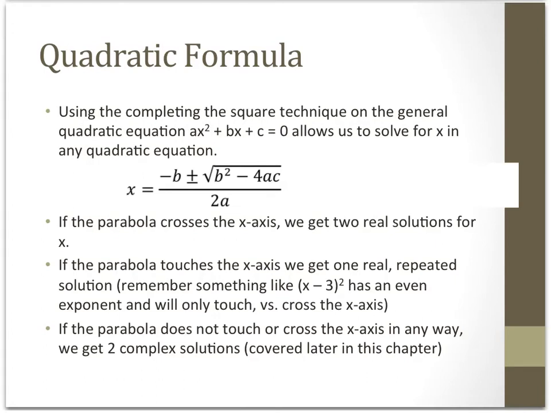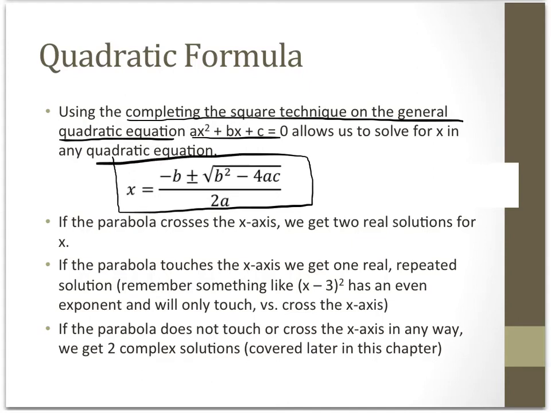Now we want to talk about the quadratic formula. If we use the technique completing the square on the general quadratic equation ax squared plus bx plus c equals 0, we get any solution for a quadratic equation. And that's x equals negative b plus or minus the square root of b squared minus 4ac over 2a. And there's a little song we'll learn about it in class to help remember it.